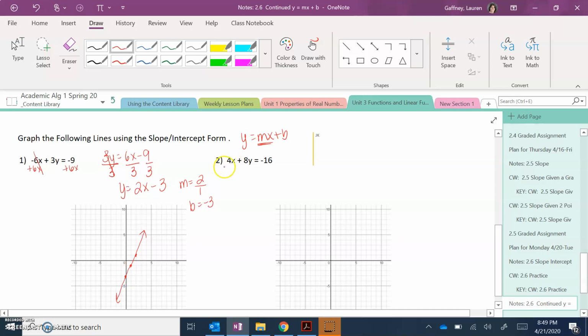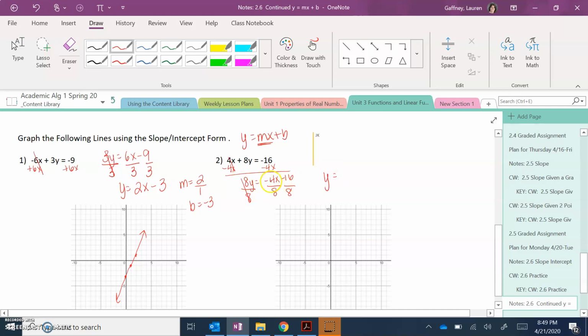All right, let's do one more. So to solve this for y, we got to start by moving this 4x. So since it's a positive 4x, we will subtract 4x from both sides. So I have 8y = -4x and then a -16. Don't lose the minus sign there. So to get the y by itself, now let's divide everything by 8.